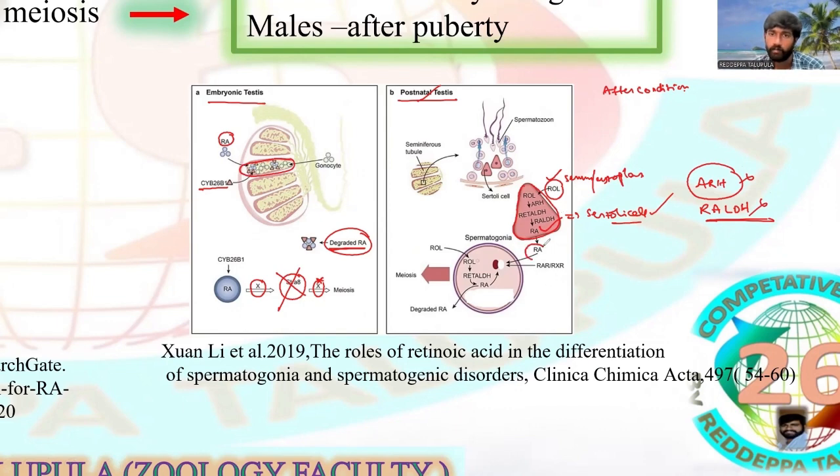Now the retinoic acid is released into the serum or cytoplasm, which binds with RAR or RXR and causes entrance into the spermatogonia. Now in spermatogonia, Nanos 8 is present because it is postnatal, before puberty, and there will also be CYP26B1, which causes the degradation of RA and stops the appearance of meiosis. The after-puberty condition I already discussed. So these are the basic pathways and mechanisms involved in the inhibition of meiosis until puberty in testes.